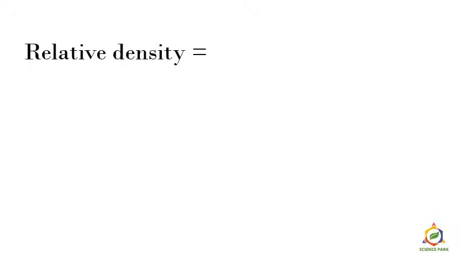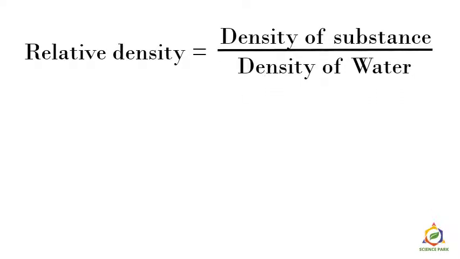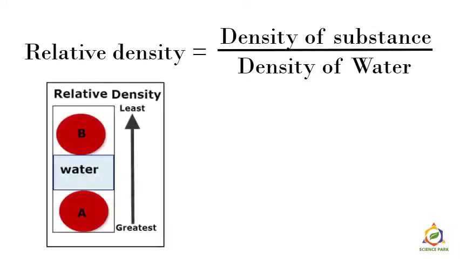Now we will learn about relative density. So what is relative density? It is the density of the substance divided by the density of water. It is compared to the density of water. So if the substance sinks in the water, its relative density is more, and if it floats, it is less. So what is the unit of relative density? There is no unit because it is a ratio of the same quantity, that is density.